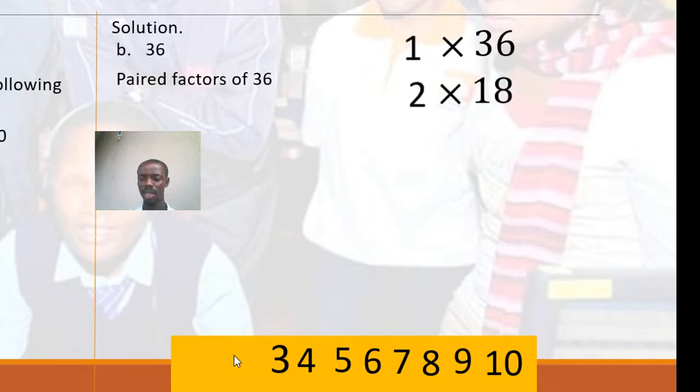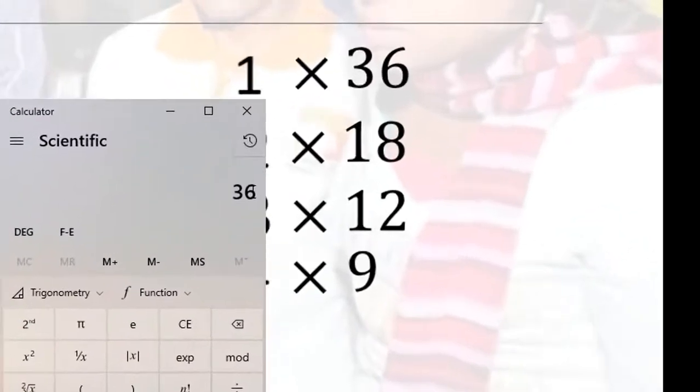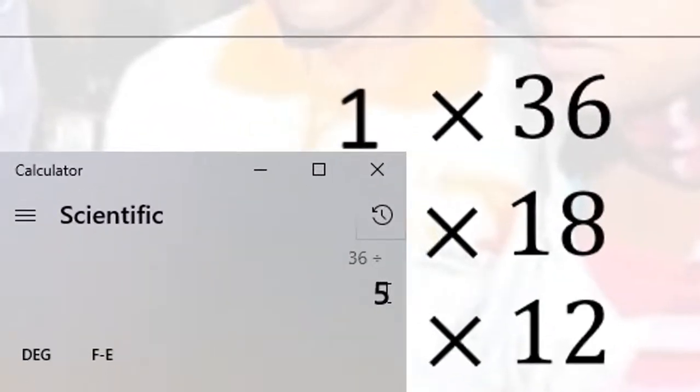Now, 2 is there. I will ask, does 2 divide into 36? Of course, yes. 18 times. Does 3? I think yes. 12 times. 4? Yes, 4. That's 36 divided by 4 gives 9. Okay, does 5?